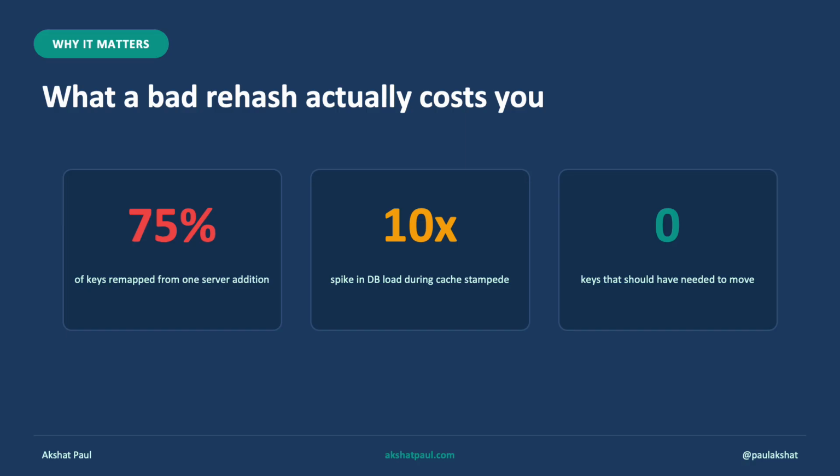And here's the frustrating part. The ideal number of keys that actually needed to move when you only add one out of many servers is close to zero, maybe a small fraction. So the entire cost we just described is completely avoidable. That's the promise of consistent hashing, and that's exactly what we're building toward.